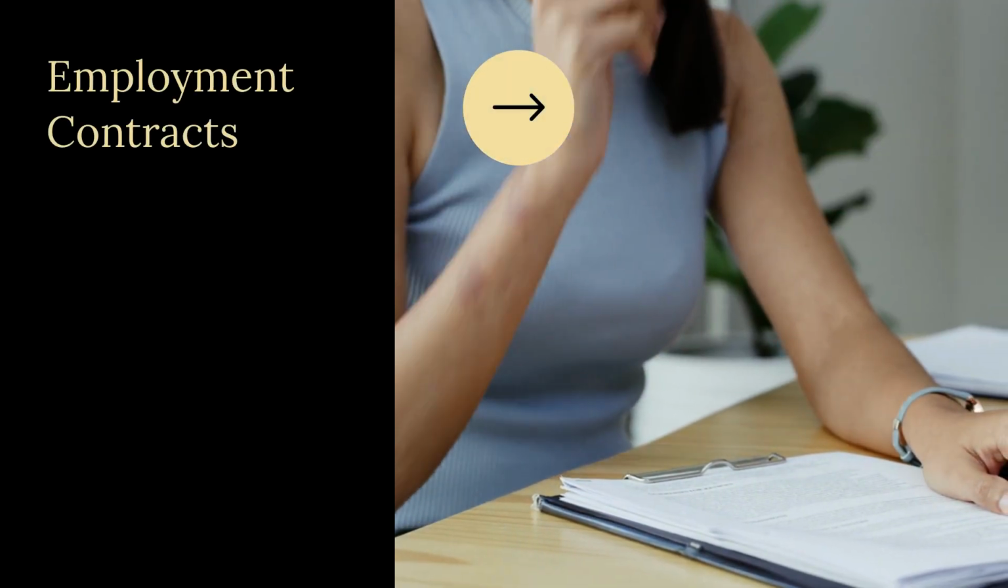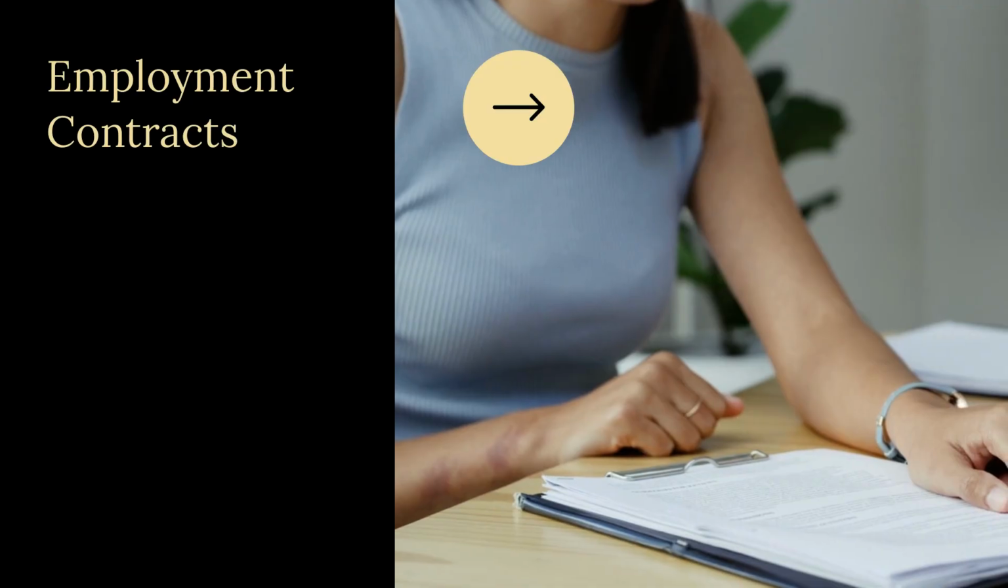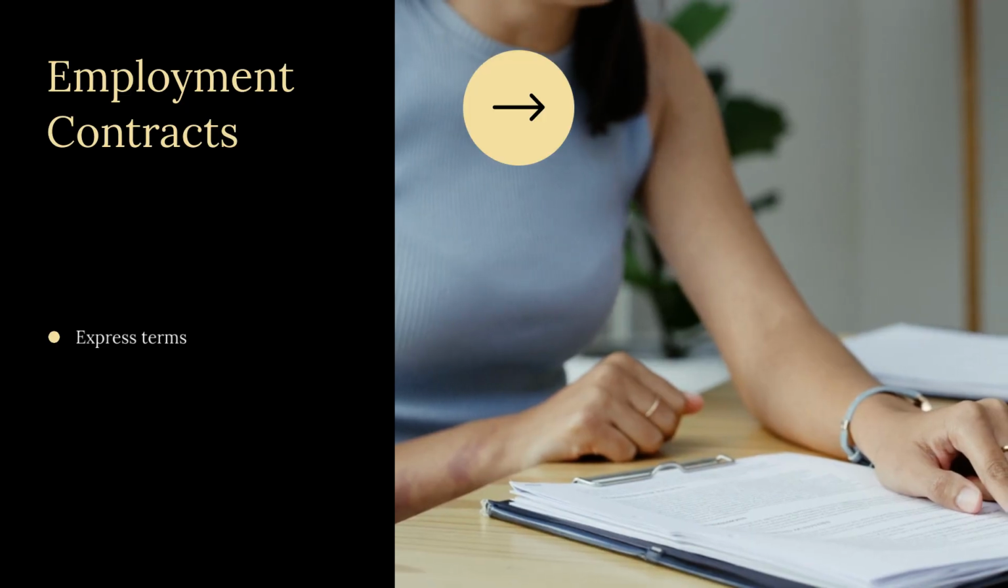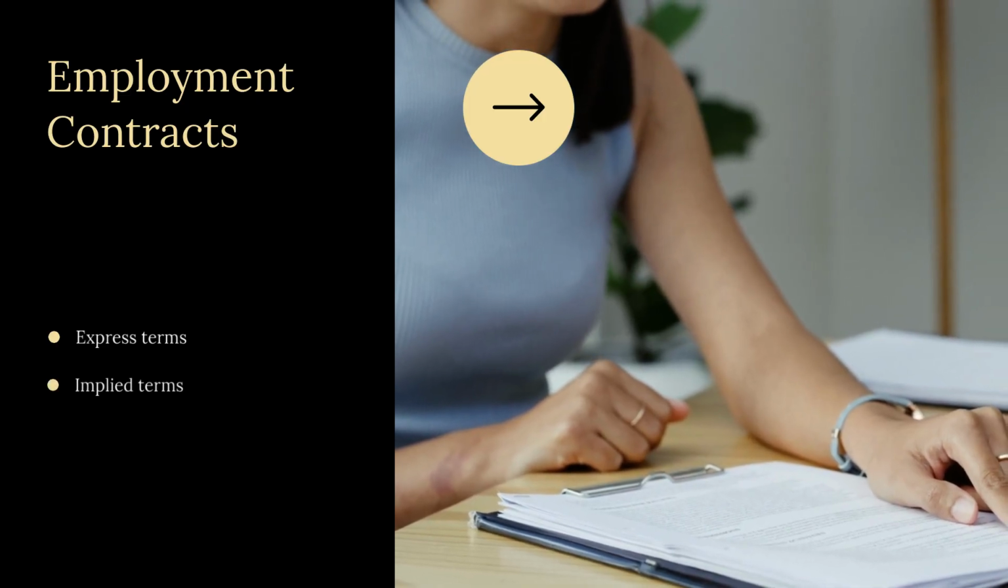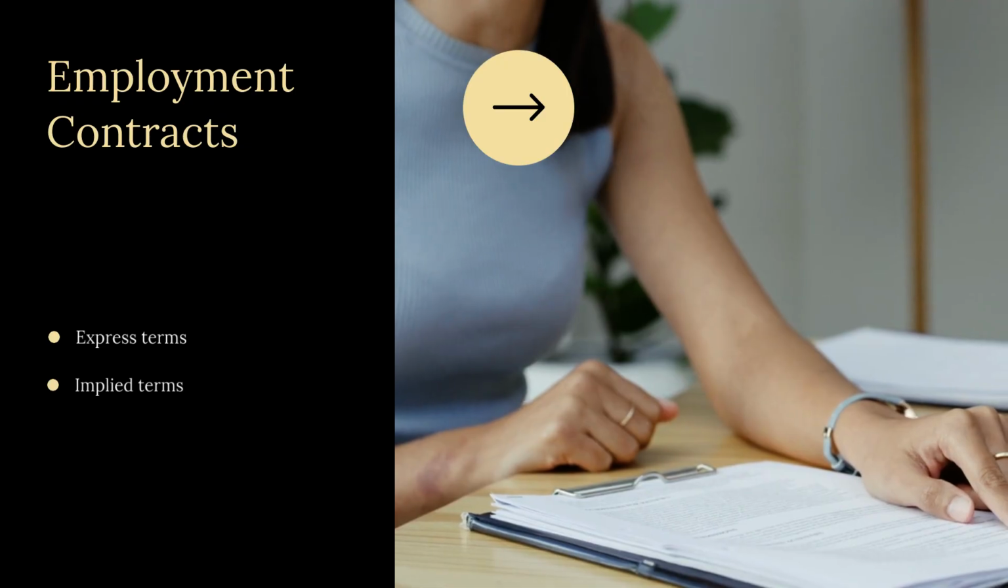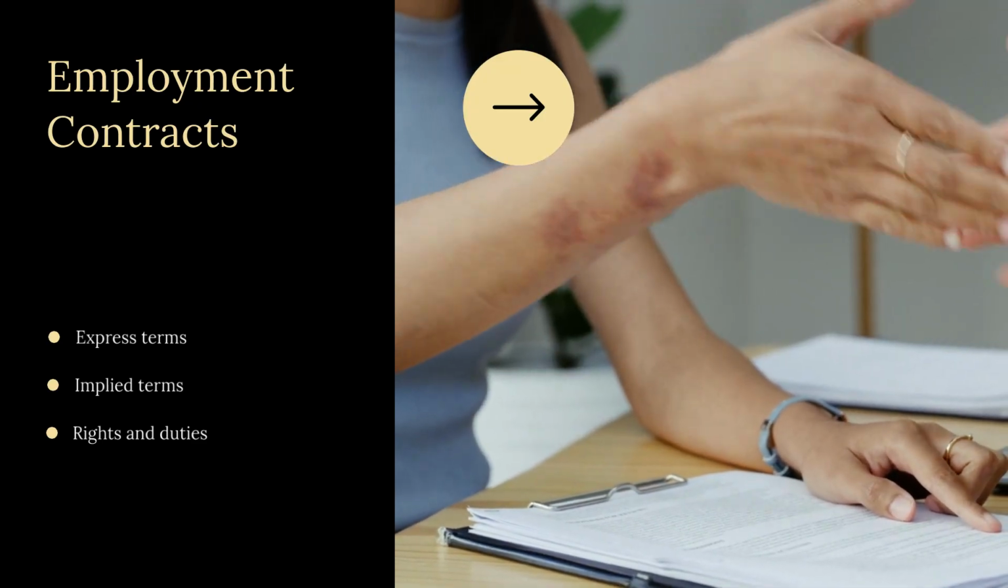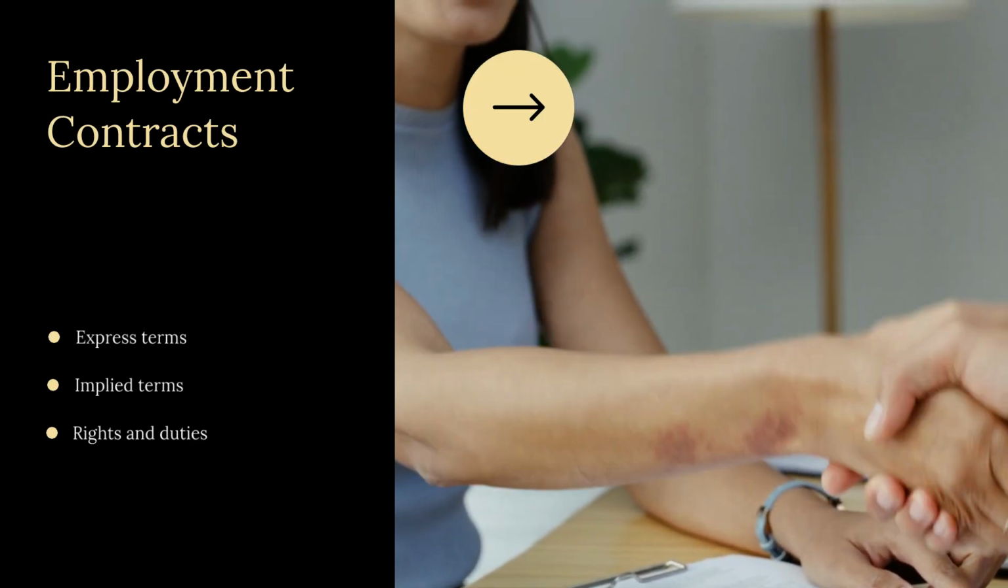Contracts of employment include express and implied terms. Express terms are written or verbal agreements. Implied terms arise from customary practices or duties. These contracts outline rights and duties of both parties. Understanding contracts is vital for legal compliance.